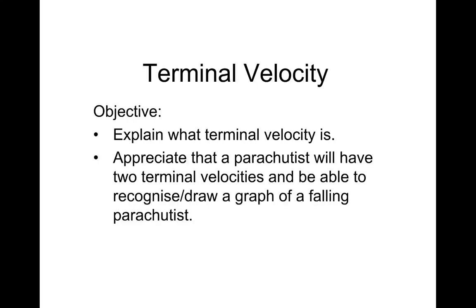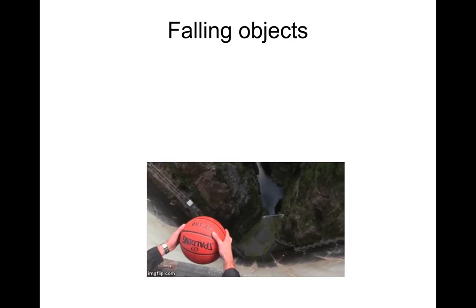This is Forces Lesson 19, and this is terminal velocity. The objectives are to be able to explain what terminal velocity is, appreciate that a parachutist will have two terminal velocities, and recognize or draw a graph of a falling parachutist or person. There's no maths in this one, apart from some numbers, and no calculations. There's just a word fill at the end, but you might want to make some notes to help you remember the content.